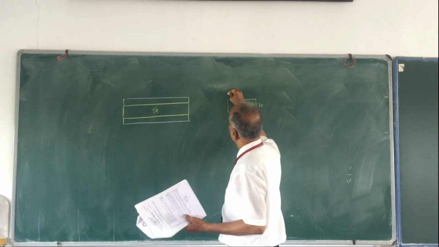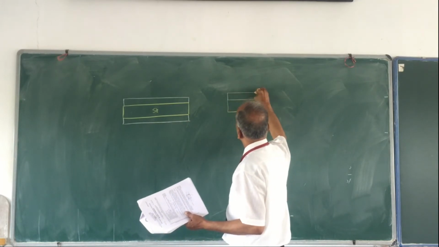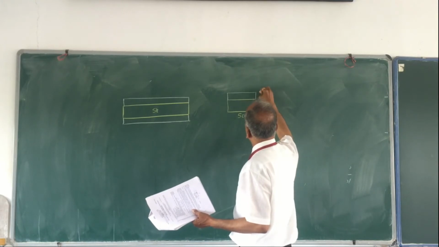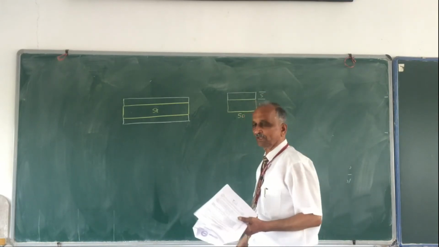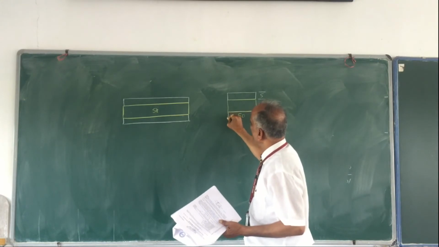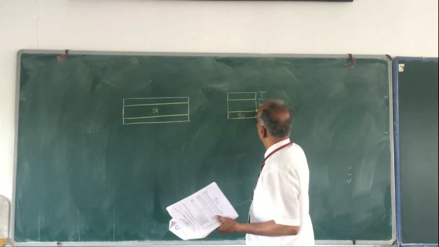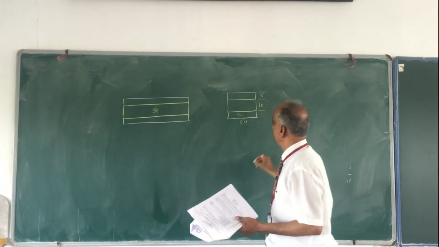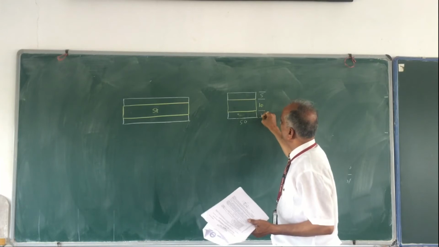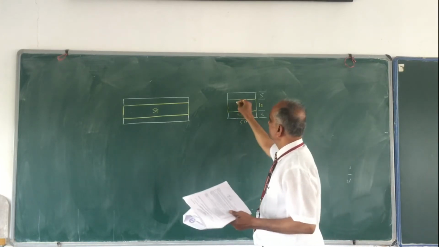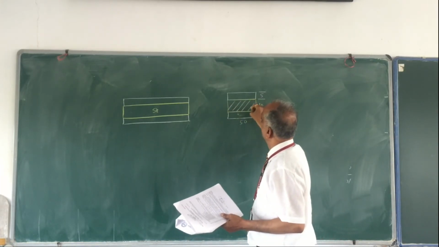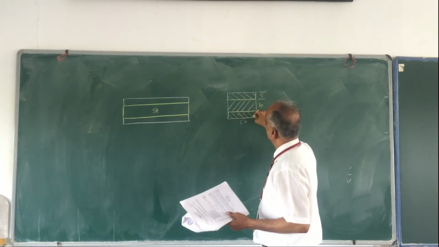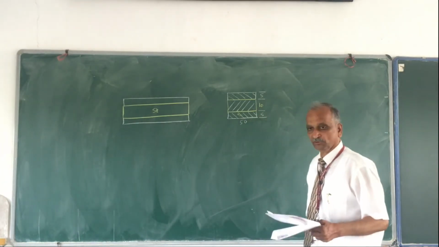Look at this. You have one plate whose width is 50 mm only and thickness is 5 millimeter. Similarly you have one more plate on this side also, whose width is 50 mm and again thickness is 5. This is one plate, this is your second plate, and this is another plate, the third plate. You have plates like this.